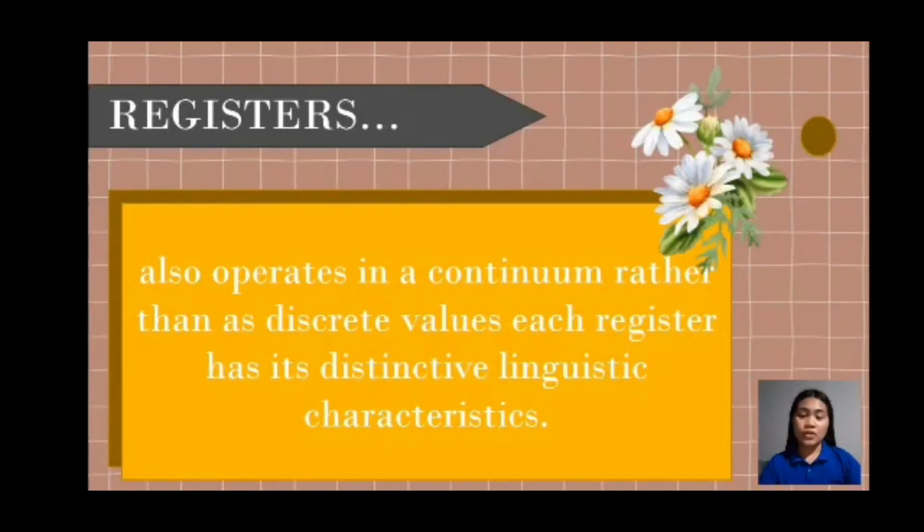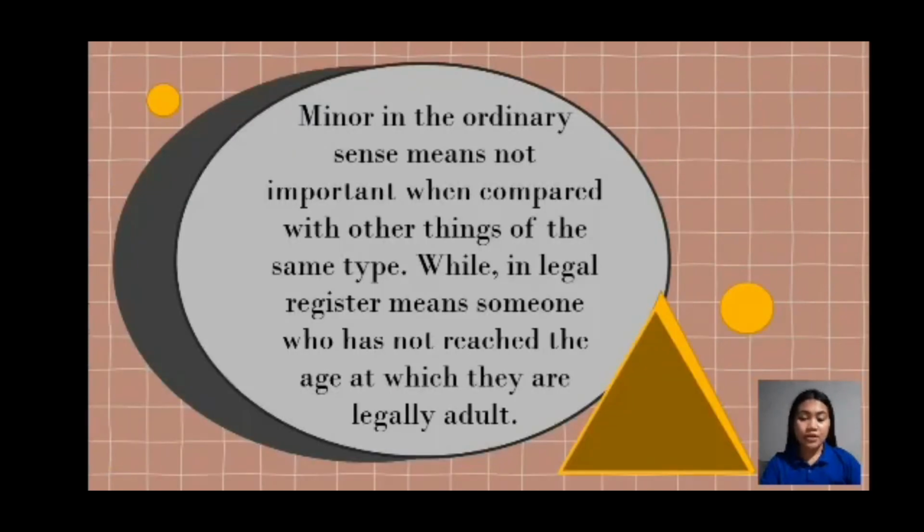Registers also operate in a continuum rather than as discrete varieties. Each register has its distinctive linguistic characteristics. For example, minor in the ordinary sense means not important when compared with other things of the same type, while in legal register it means someone who has not reached the age at which they are legally an adult. So, as you observe, it has different meanings depending on what kind of register is being used.